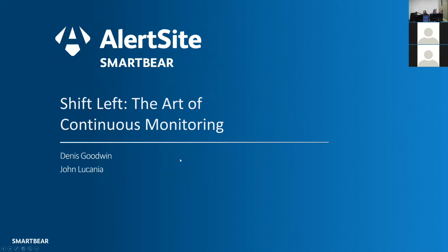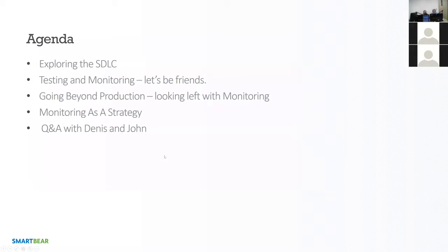We'll get started with Shift Left, the art of continuous monitoring. Today we're going to go over the software development lifecycle, what that looks like, and then go through how monitoring and testing can work together. Then we'll explore how you can use monitoring left of your production, incorporating it into other phases of the lifecycle in a way that will benefit your business. And then we'll open up the floor for questions with Dennis and John.